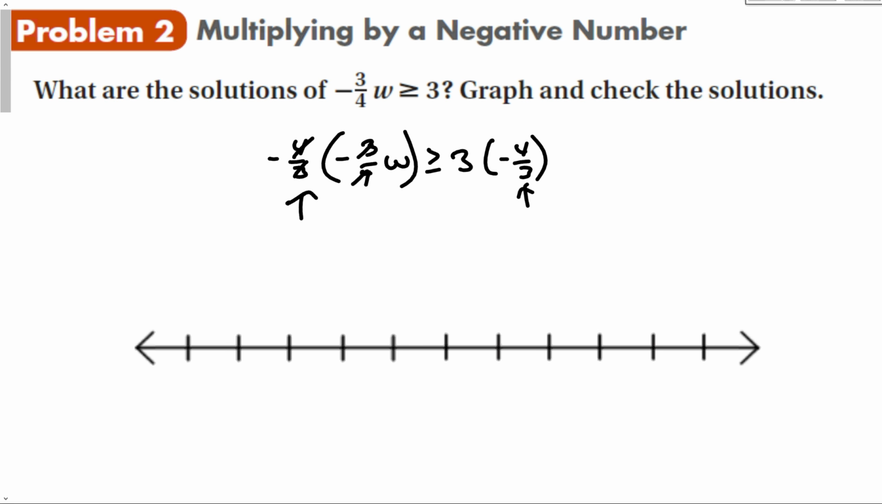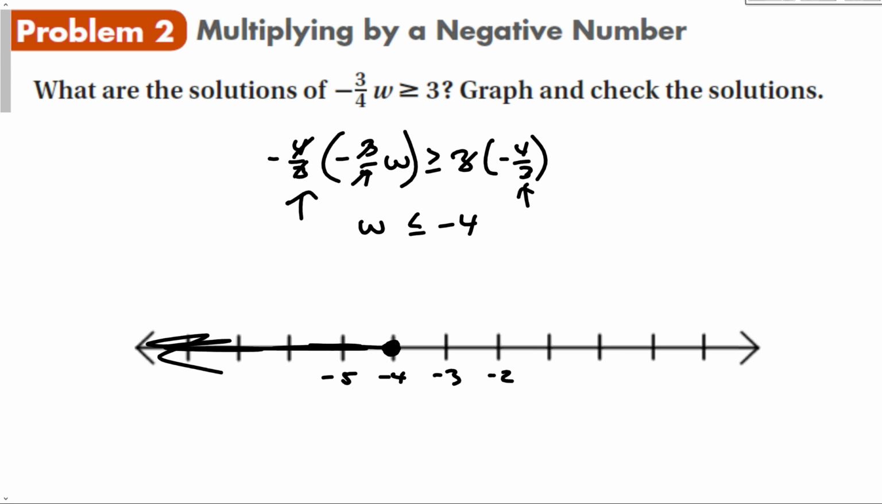Okay, those all cancel, and we have w is less than or equal to, the 3's cancel, negative 4. Solid dot, because it says or equal to, and we're going to go to the left. This is where you have to be careful. When we multiply these, you've got to make sure that you are flipping the sign.